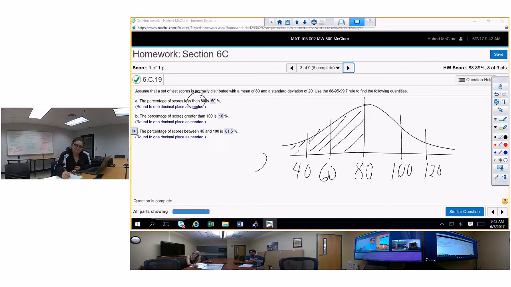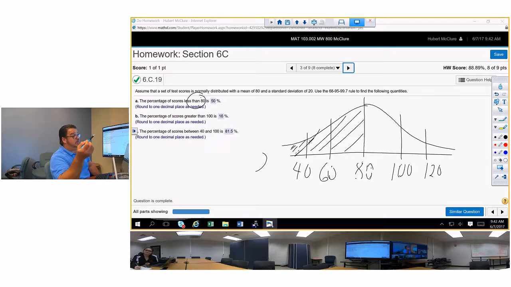Okay, there. Now, you can either look at that and say, well, that's halfway, because the gas tank is half full right here. So that's 50%. Or you can add up 34, 13.5, and 2.5, or the 2.35 and the 0.05. And those are 50%.